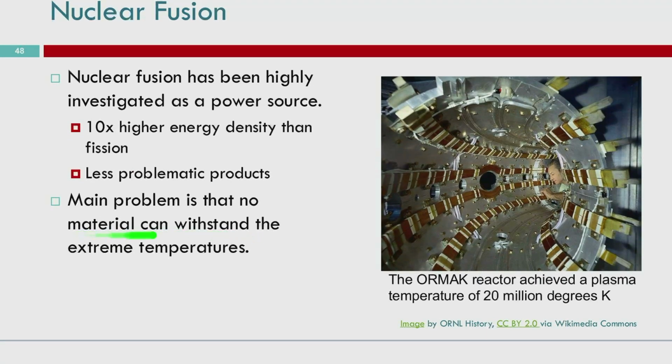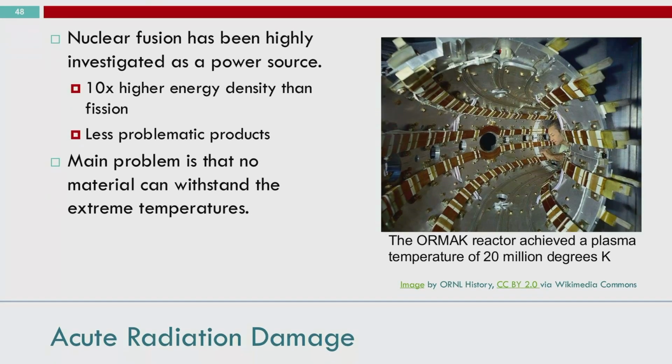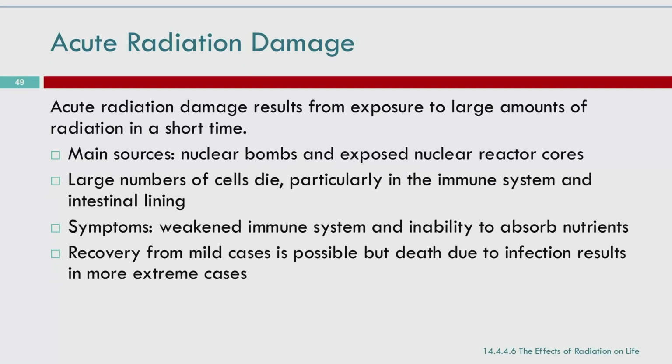The problem with it is that nothing can withstand the extreme temperatures. So this is a picture inside of one of the reactors for fusion. It's achieved a plasma temperature of 20 million degrees Kelvin. So that'll melt anything. And that's part of the problem. You can't just hold it in. You can't add water to it. So there's some issues. I think there have been a couple of test experiments where they've gotten the same amount of energy out that they put in for a couple minutes, and that's kind of where we are with nuclear fusion, so who knows? It's been 10 years away for the last 30 years.